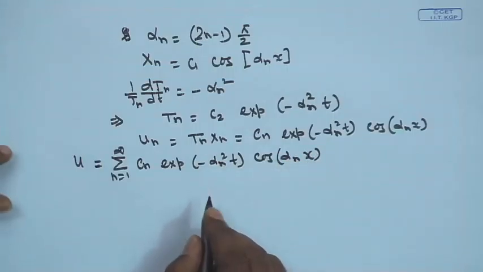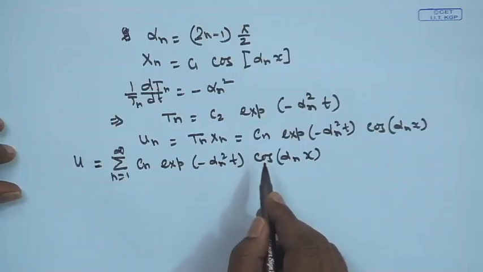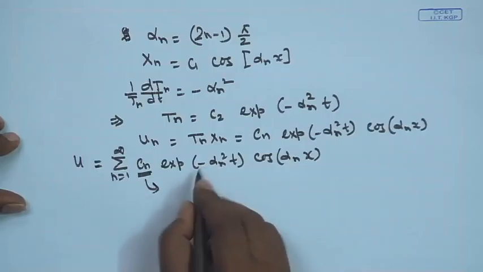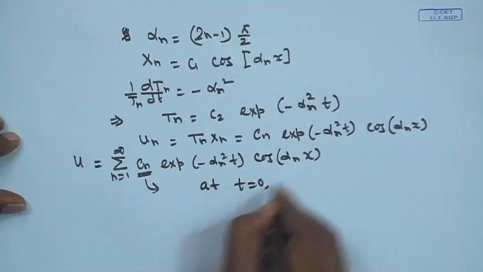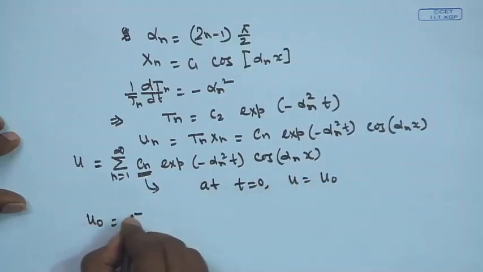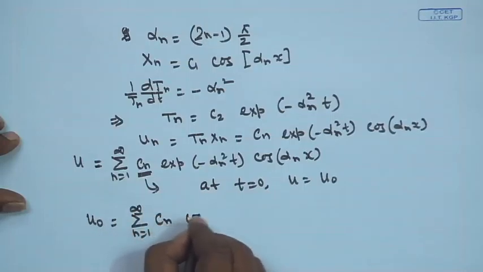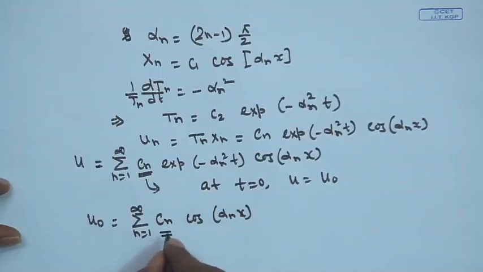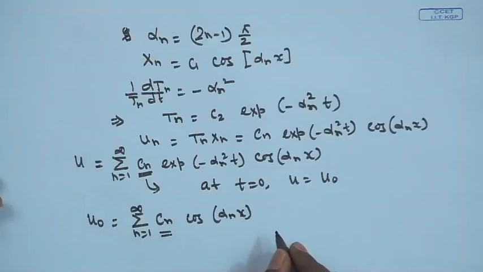Now, we have already used up the two boundary conditions in the spatial direction. What is left is this constant has to be evaluated. We will be evaluating this constant by utilizing the boundary condition at t equal to 0, which is nothing but the initial condition. u at t equal to 0 is u naught, equal to summation n is equal to 1 to infinity C n cosine alpha n x. We will be evaluating C n by utilizing the orthogonal property of the eigenfunctions as we have done earlier.